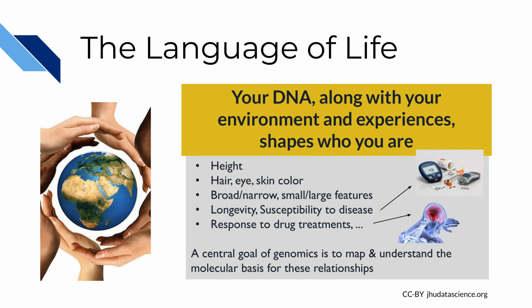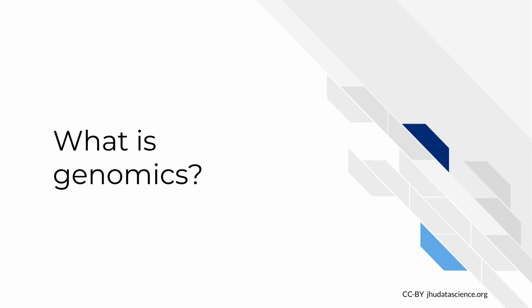For example, inheriting some genetic variants can increase your risk of diabetes or heart disease, or can reduce the effectiveness of some anti-seizure medications in people with epilepsy. A central goal of genomics is to map and understand the molecular basis for these relationships. We will talk about what a genetic variant is in a moment, but first let's clarify.